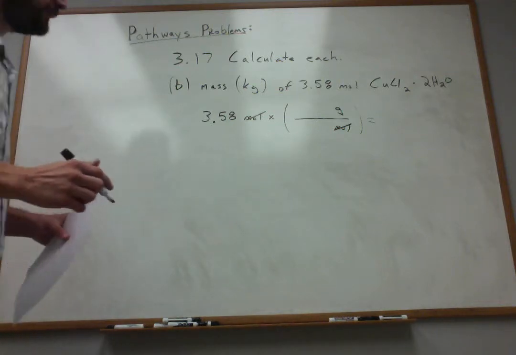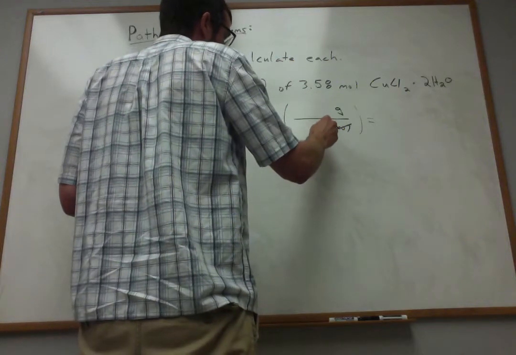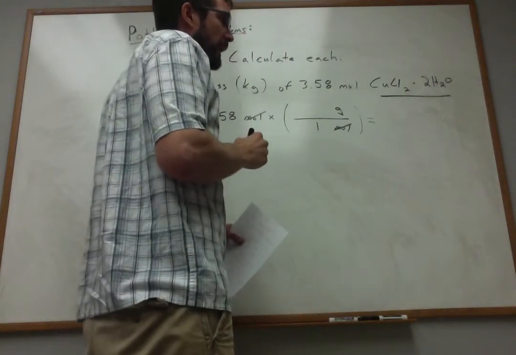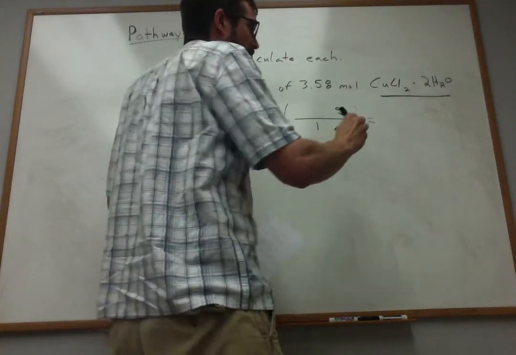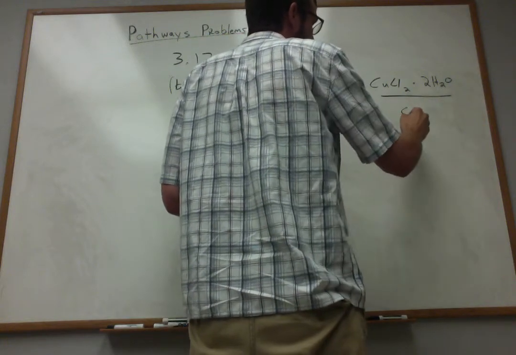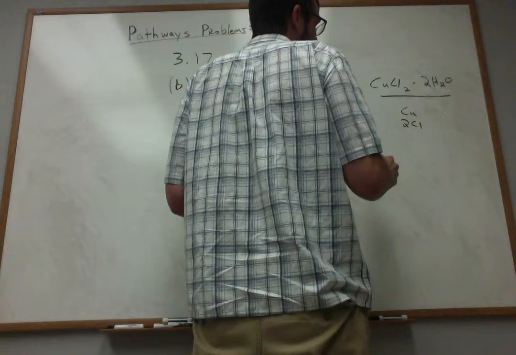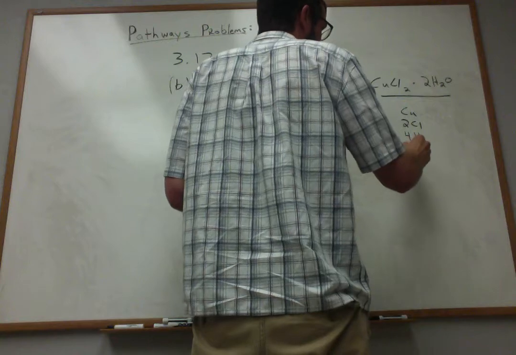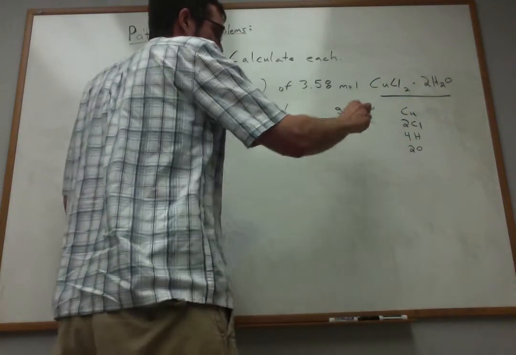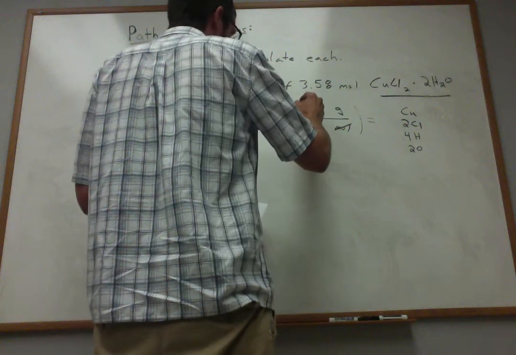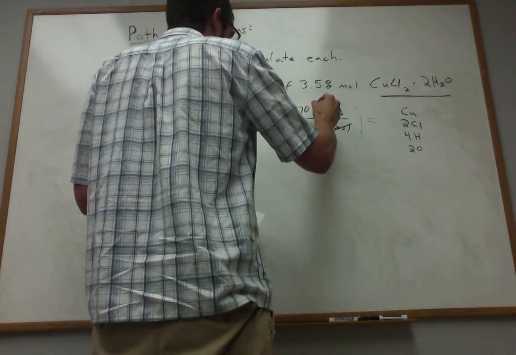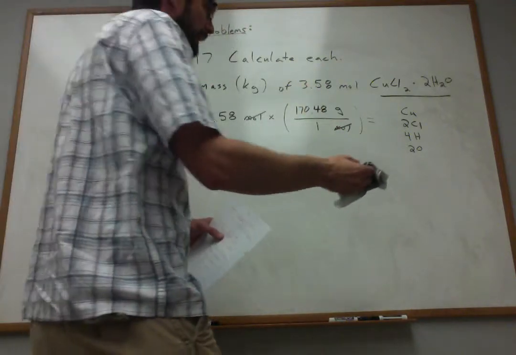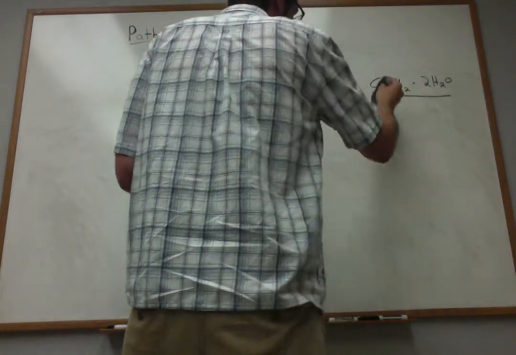Now, to figure out what numbers to write here, I've got to figure out how much 1 mole of this compound weighs, or what its mass is. So again, I have to add all the parts. I add copper's number from the periodic table. I add 2 chlorines from the periodic table. I add 4 hydrogens from the periodic table and 2 oxygens from the periodic table. And if I add all those up, I get 170.48 grams per mole. Okay, so that becomes my formula weight, or my molar mass of this dihydrate compound.